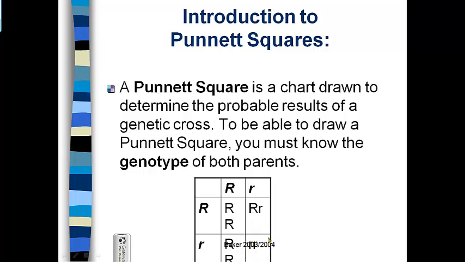And finally, they would have a 25% chance of having a homozygous recessive child. Homozygous because the genes are the same. Recessive because they're both little letters, they're both little r's. So when we're talking about Punnett squares, that's kind of what we're talking about.